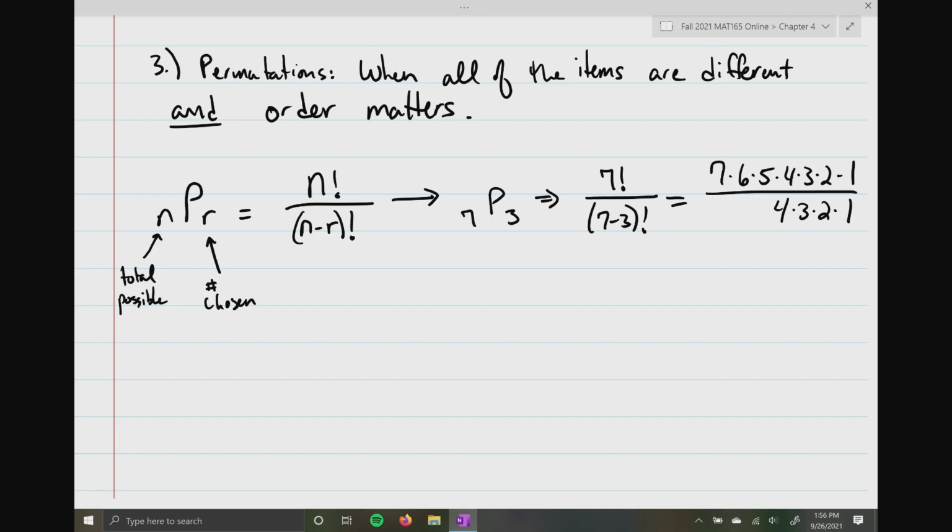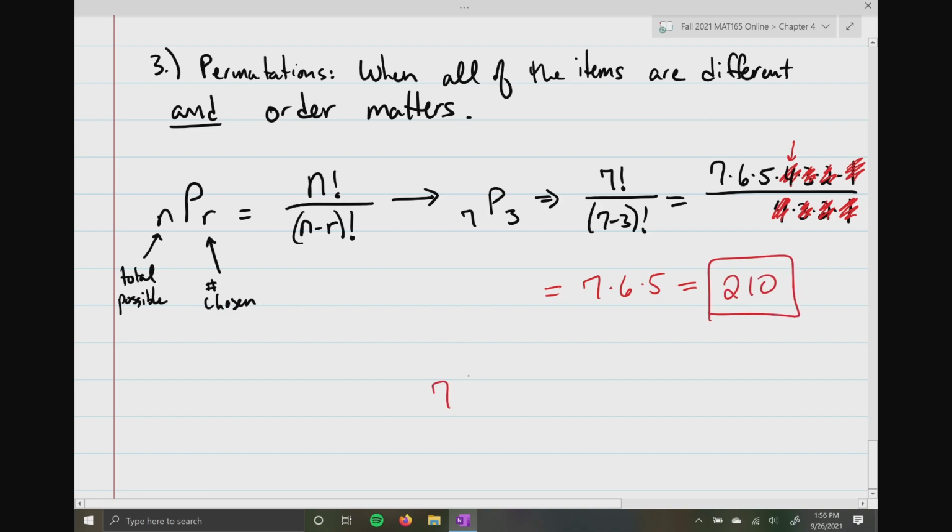Notice that once you start doing all the multiplication, you have numbers that will reduce. So you have a 4 in the numerator and a 4 in the denominator, so they reduce. You have a 3 in the numerator, 3 in the denominator. They reduce. 2 in the numerator, 2 in the denominator. They reduce. And then lastly, you have a 1 in the numerator and a 1 in the denominator, and they reduce. Okay? So what you're left with is just 7 times 6 times 5. And 7 times 6 times 5 is going to equal 210. So 7 permutation 3 equals 210. Now, this 210 represents what we call different permutations.